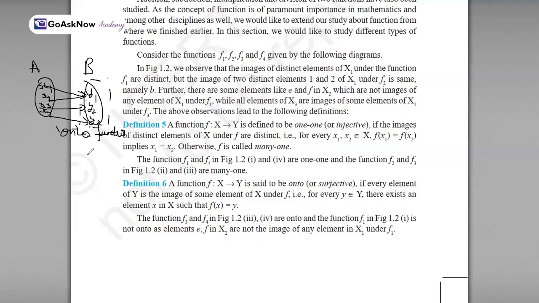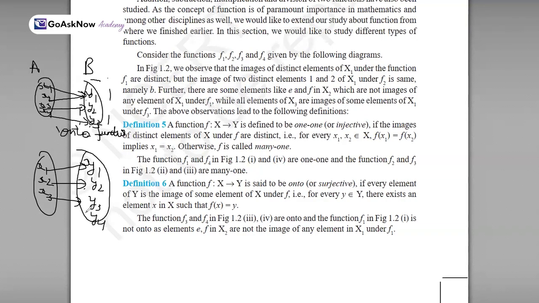If it is not related, then it will be an into function. Like if you have y1, y2, y3, y4, and here you have x1, x2, x3, with the relation between the elements like this. So here y4 is remaining, not related to anyone. It is not related to any element of set A. So it is called an into function, because one element is left here.